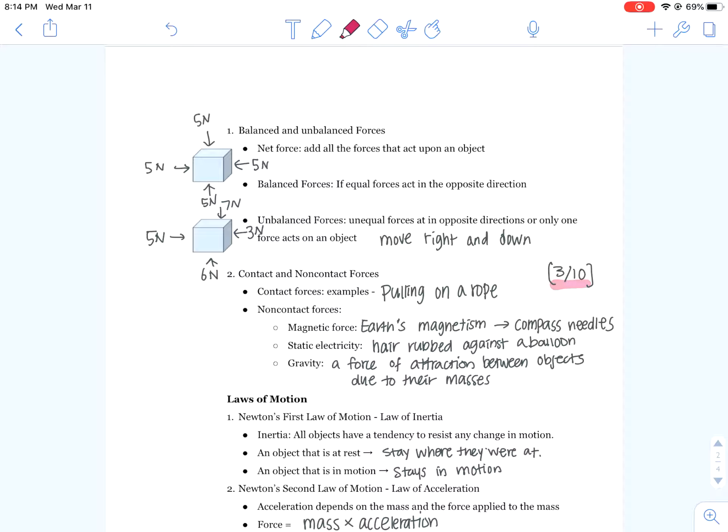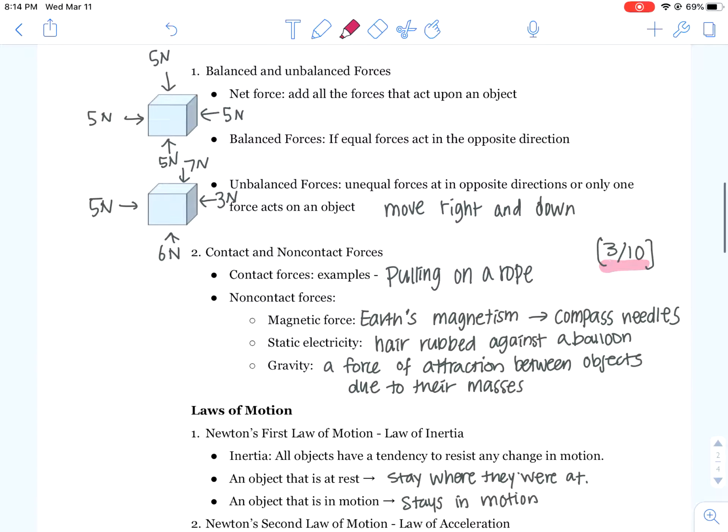that's going to be considered contact forces. For non-contact forces, however, you have 3 different non-contact forces. The first one is magnetic force. So this is something that you can find out with a compass or your magnets.